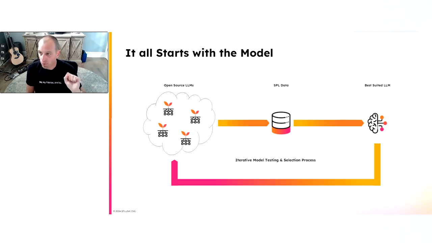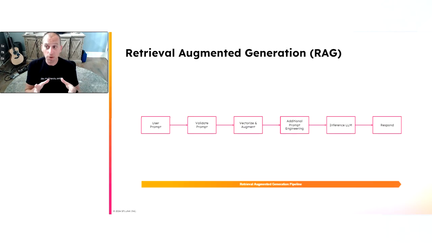So we're going to run the prompt through a bunch of different LLMs, and we're going to find out which particular one produces the best SPL. Now, more on what types of metrics we're looking at here in a minute, but just understand that we had to go through that iterative process, and we ultimately landed on a particular model that was outperforming everything else in terms of generating the right SPL. And so it all starts with choosing the right model. But once you have the model selected, this is really where the magic happens.